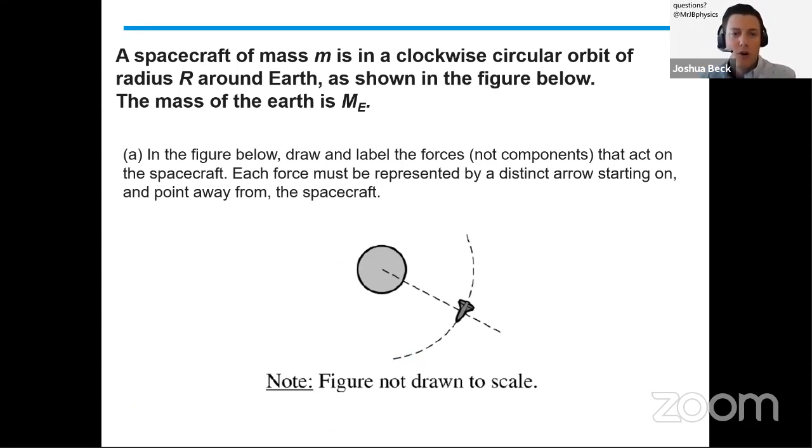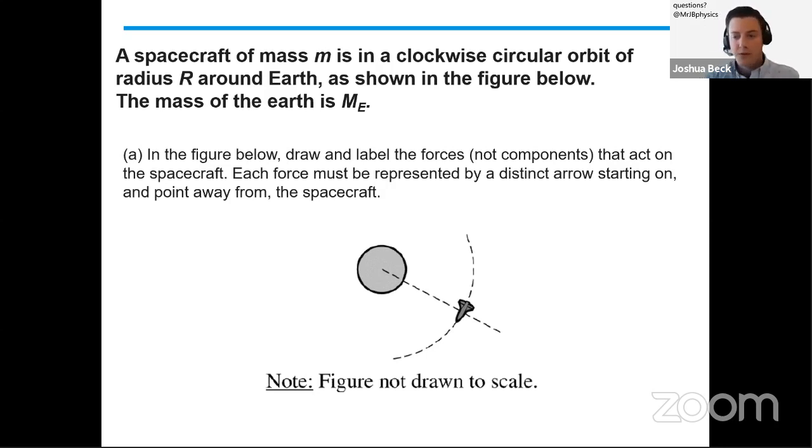So this is part A. Give you a minute to look at this. It says in the figure below, draw and label the forces. There's some reminders here. It says don't label the components. And we want to label the forces that are acting on the spacecraft. We're not interested in any forces acting on the Earth. It says when you draw each force, make sure it's represented by a distinct arrow starting at that spacecraft and pointing away from it. So I'm going to give you about 30 seconds.